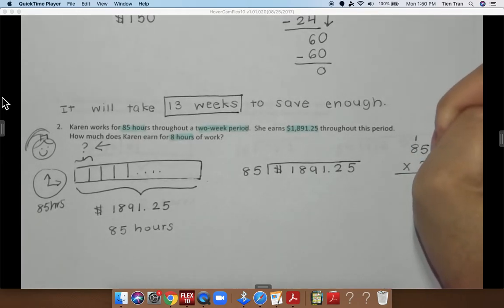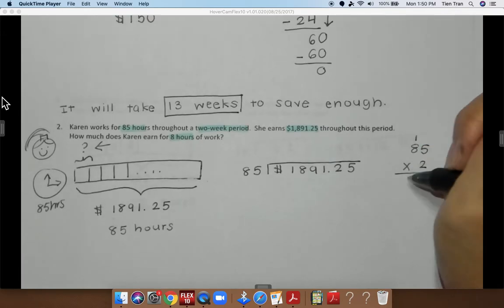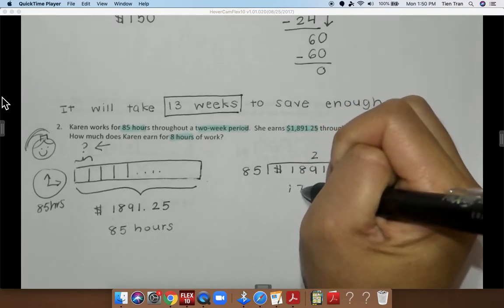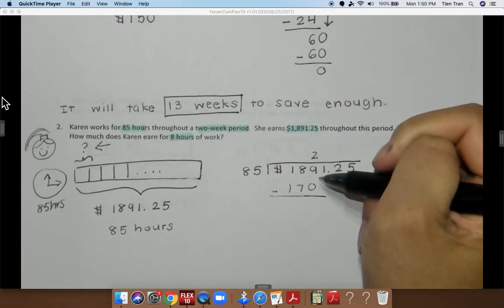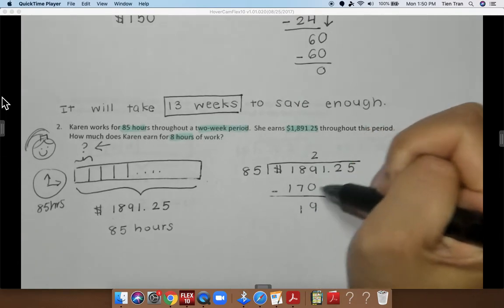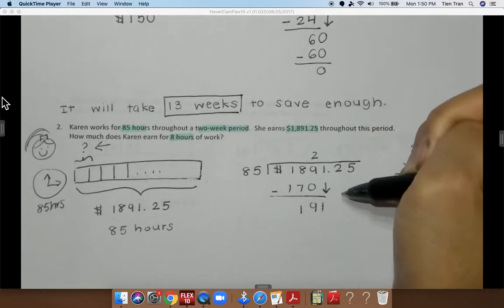5 times 2 is 10, 8 times 2 is 16, plus 1 is 17. So 2 works. 170 is extremely close to 189. 9 minus 0 is 9. 8 minus 7 is 1. Don't forget to bring down your 1.